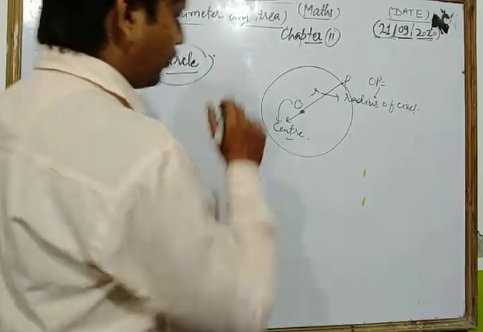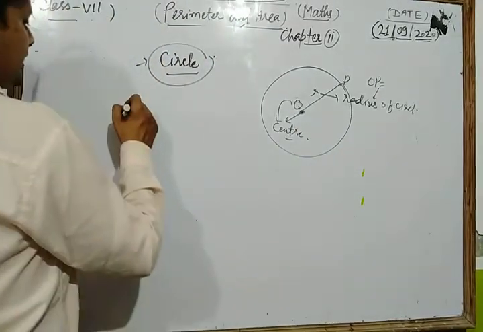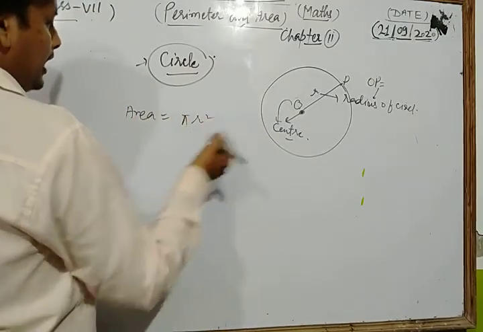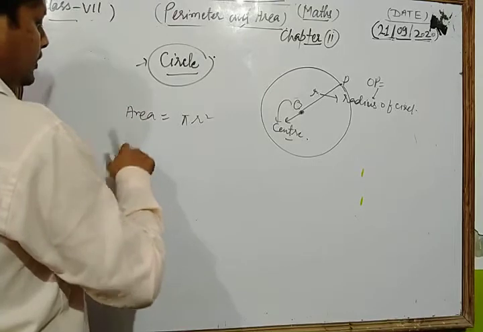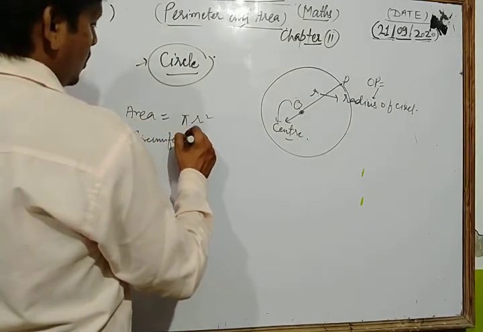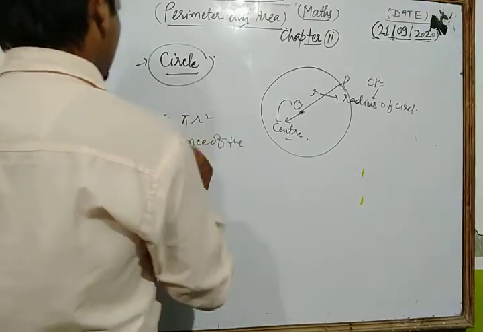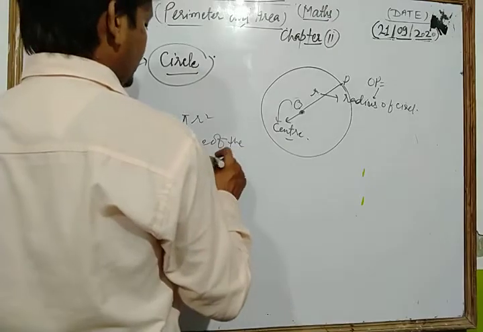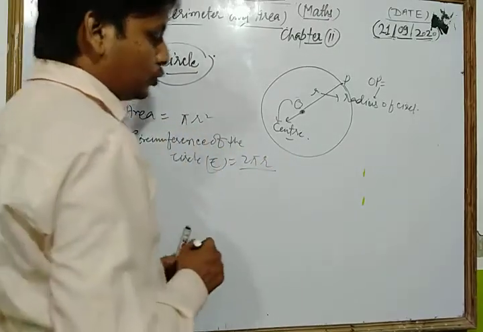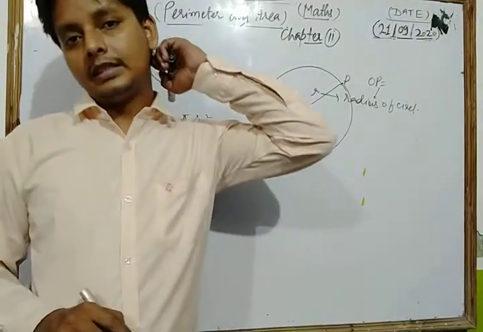Now for a circle, two important formulas are there. The first one is the area of the circle, and you know the area of the circle is pi r square. The second one is the circumference of the circle. The formula of the circumference of the circle is 2 pi r. There are two important formulas related to the circle.